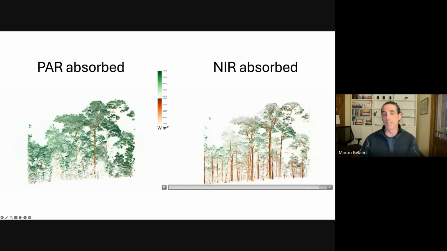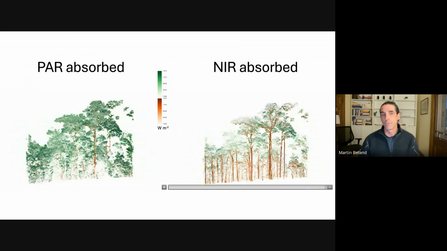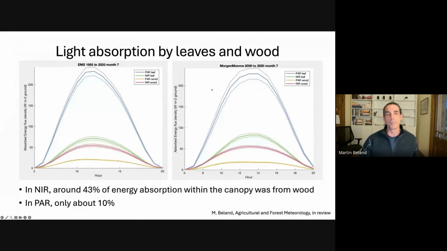And this is what we looked at here. We used a few sites. I'm showing Harvard Forest on the left side, and then Morgan Monroe on the right. And what we found is that in the near infrared, 43% of the total energy that's being absorbed inside a canopy is absorbed by wood. So this is significant in the near infrared. In the PAR, it's only about 10%, which is expected. But for the near infrared, we didn't really have a good estimate on this.